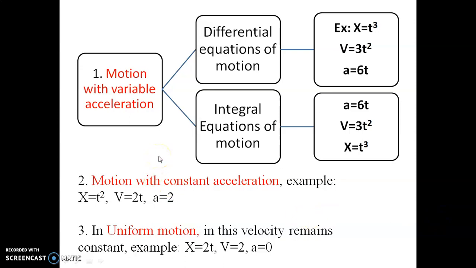For that, first let us try to understand how motion can be differentiated based upon the variation of acceleration. The first type is the motion with the variable acceleration. This type is again divided into two categories, differential equations of motion and the integral equations of motion. As we know that integration is the reverse process of differentiation.